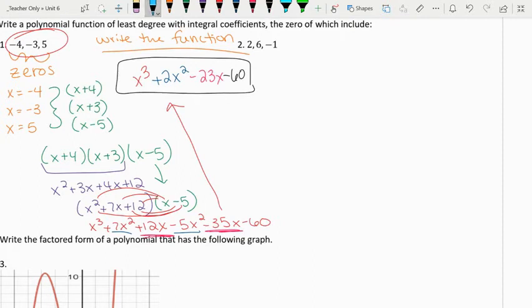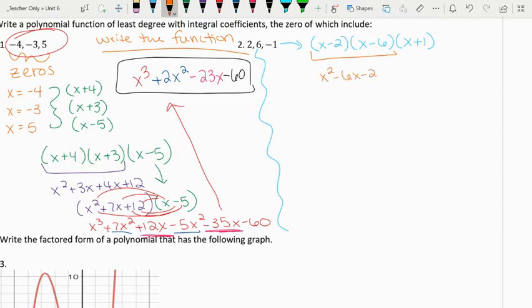We're going to end up doing the same thing in the second one, but we don't have to show as much work. We could go straight to knowing that this is x minus 2, x minus 6, and x plus 1. So we can FOIL this: x squared minus 6x minus 2x plus 12, which becomes x squared minus 8x plus 12. And then we need to drop down the x plus 1.